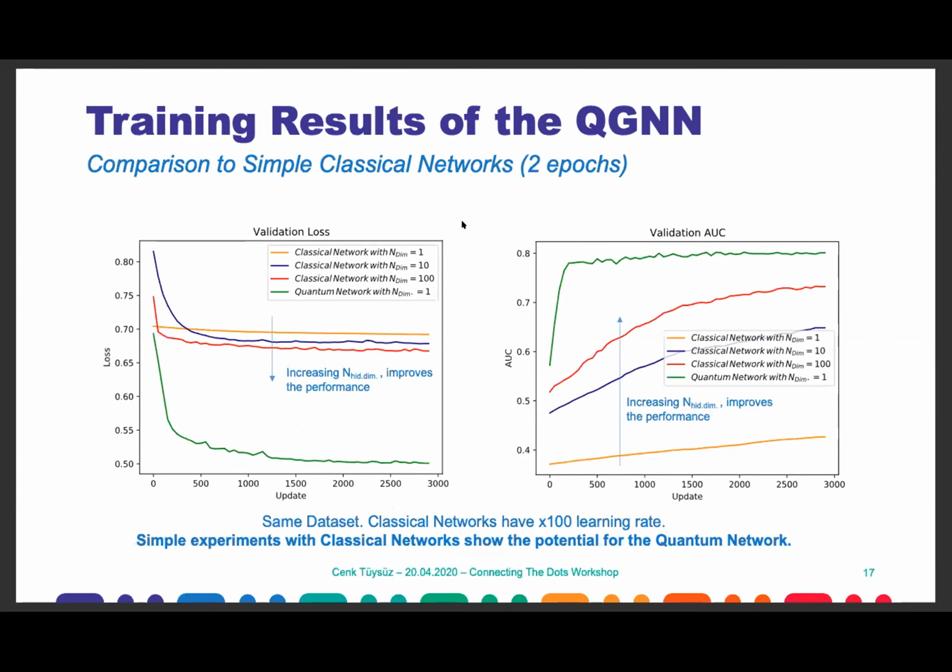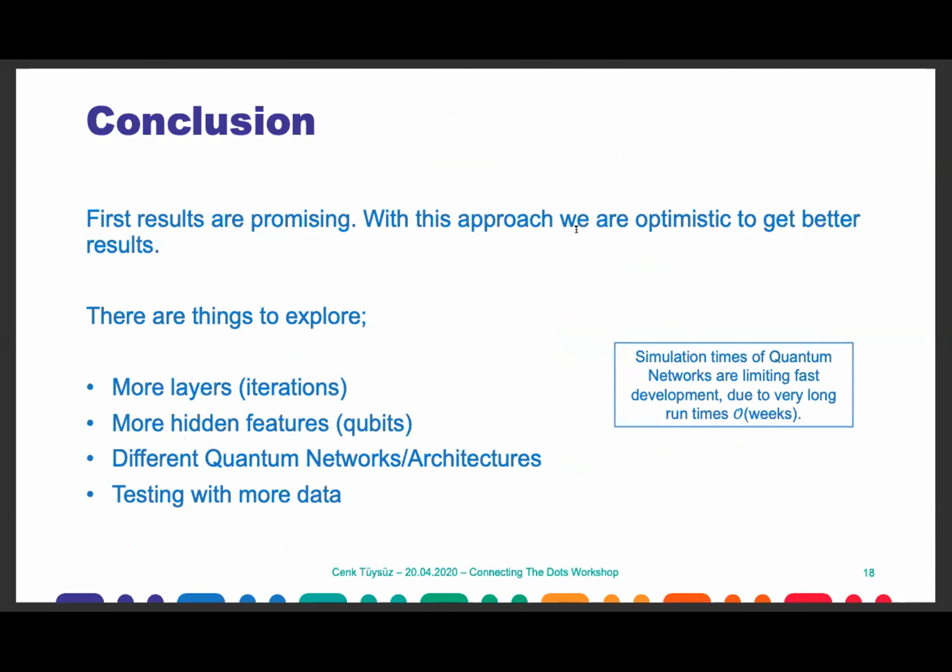And here you can see a very simple comparison between classical networks and the network that I showed you with hidden dimension 1. So we see here that increasing hidden dimension improves the performance on both of the plots. So we expect to see better results when we can execute the quantum graph network model with higher dimensions. So to conclude, we still have many things to explore, but initial results are promising, and we are pretty optimistic to get better results.